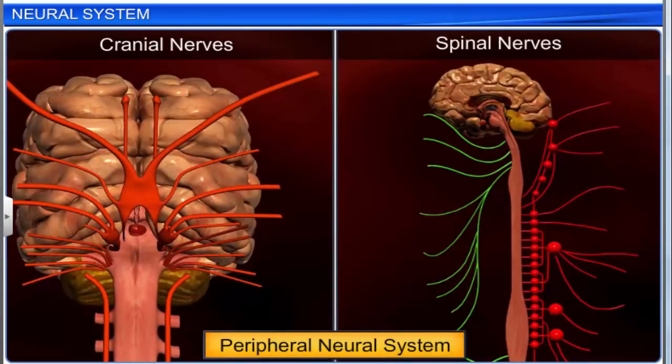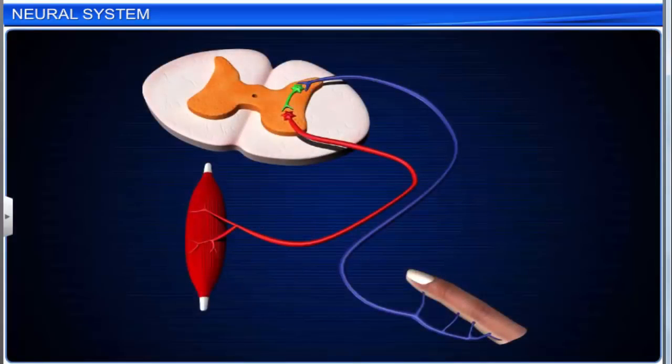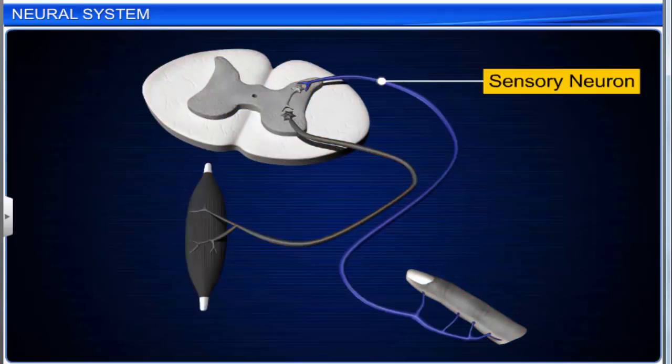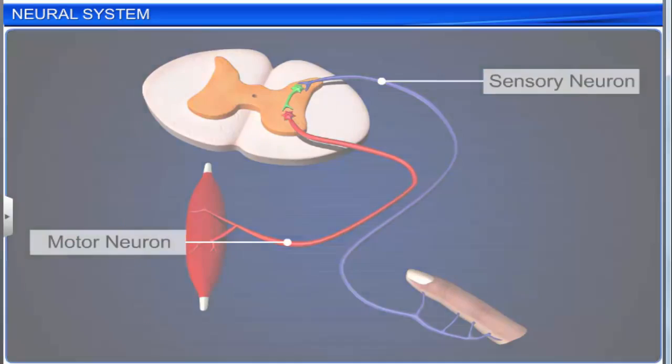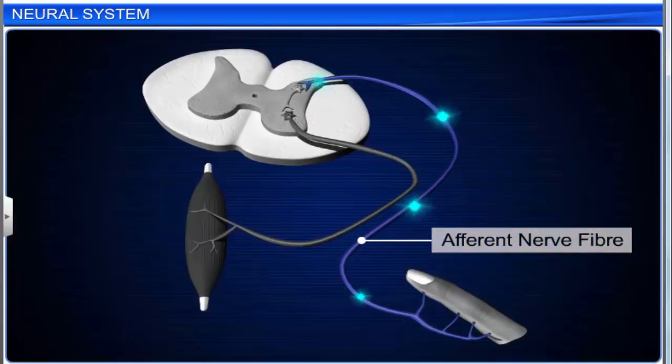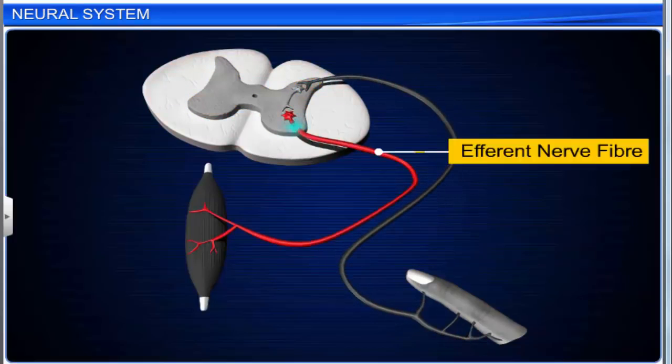The peripheral neural system comprises cranial and spinal nerves. It controls the voluntary functions of the body. The nerve fibers of peripheral nerves are of two types: afferent or sensory nerve fibers and efferent or motor nerve fibers. Afferent fibers conduct nerve impulses from the sense organs to the central nervous system. Efferent fibers conduct nerve impulses from the central nervous system to the involuntary organs, muscles and glands.